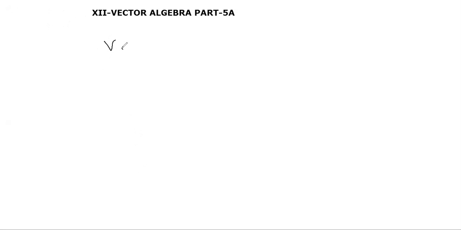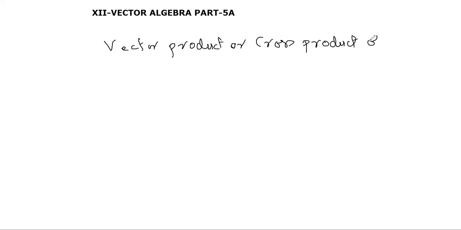Vector product of two vectors. It is called vector product or cross product. Vector product, or it is also called cross product, of two vectors.